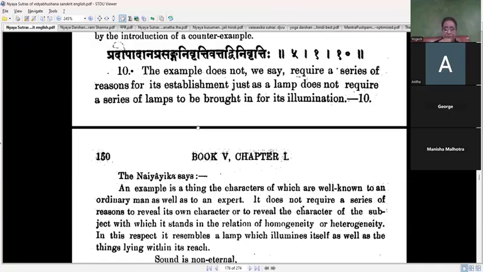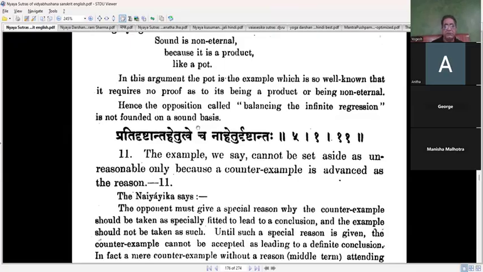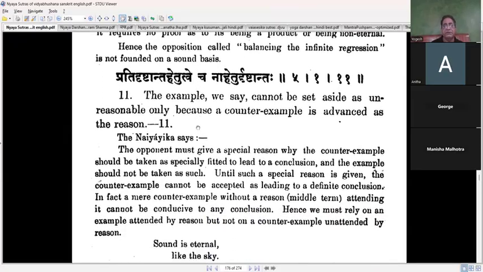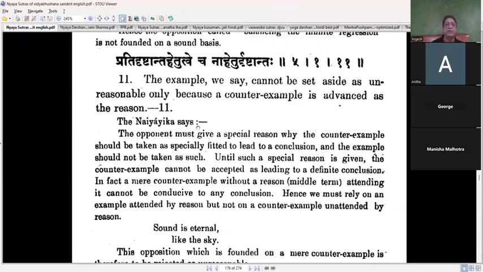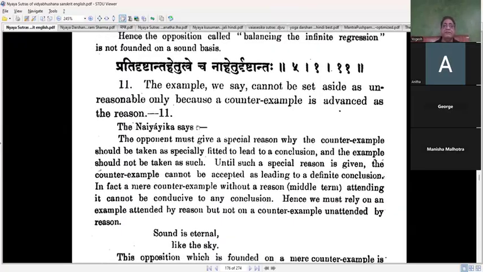That is the reasoning why the lamp does not require another lamp to be illuminated, right? So that is how we deny the first, the hetu one. Then pratidishtan, how do we refute that? This we'll do today. What the person gave effectually was this, for pratidishtan.